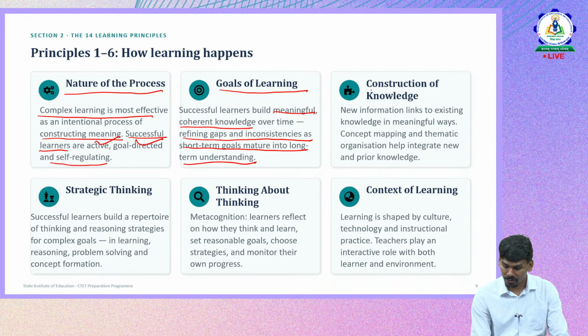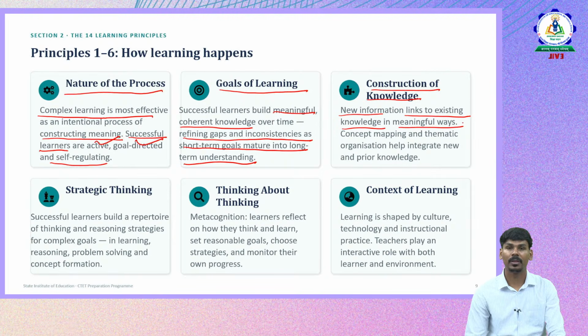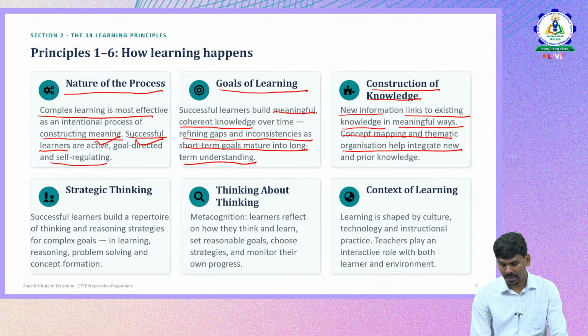Then construction of knowledge. How does construction of knowledge happen? New information links to existing knowledge in meaningful ways. When new information is meaningfully linked to what they already know, then the retention of this new information becomes much more effective. Concept mapping and thematic organization help integrate new and prior knowledge. You have all heard about concept mapping, mind mapping. There are different types of concept maps. So concept maps and thematic organization help integrate new and prior knowledge.